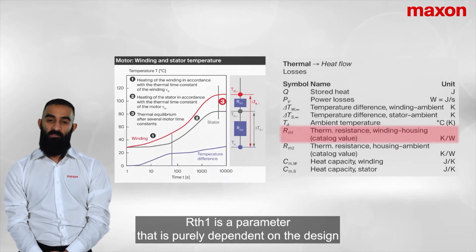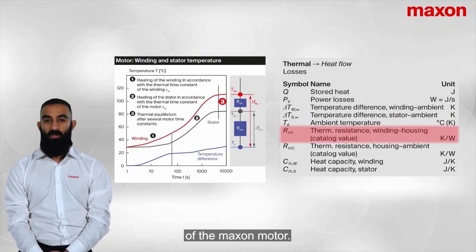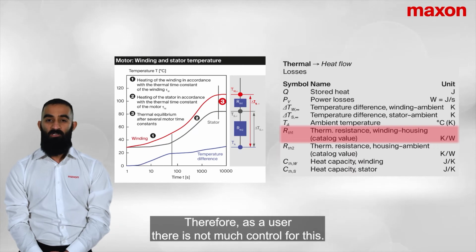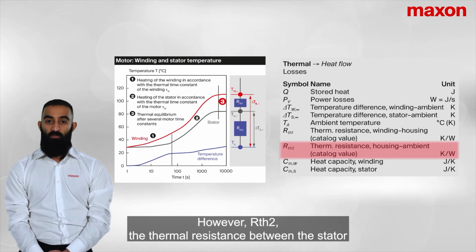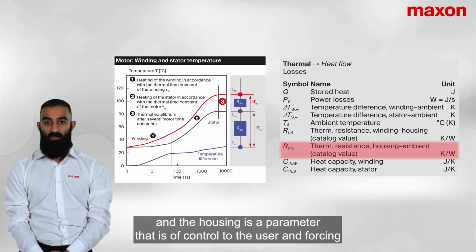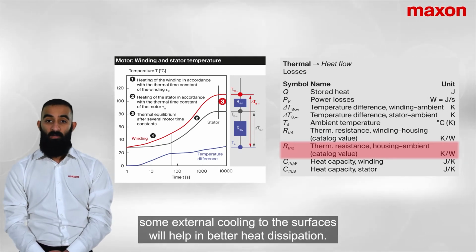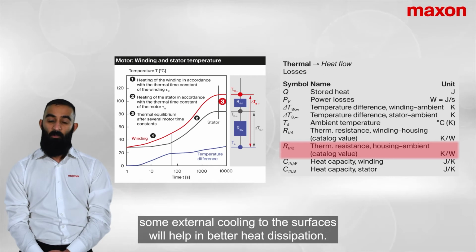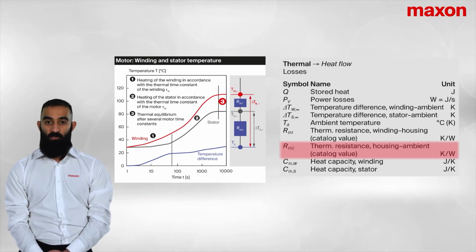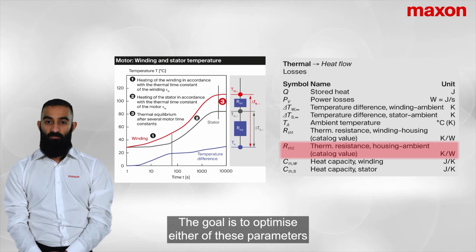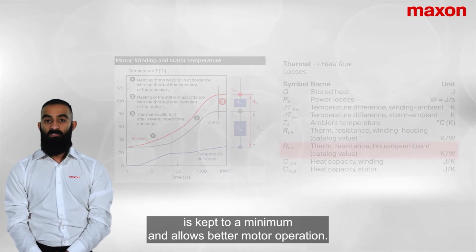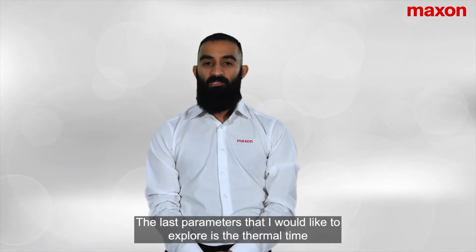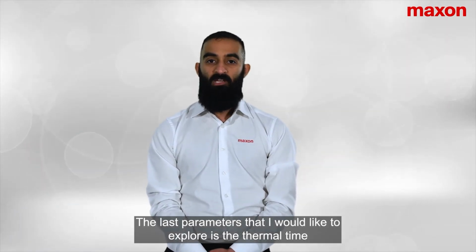RTH1 is a parameter that is purely dependent on the design of the Maxon motor. Therefore, as a user, there is not much control over this. However, RTH2, the thermal resistance between the stator and the ambient, is a parameter that is under the control of the user. Enforcing some external cooling to the surfaces will help in better heat dissipation. The goal is to optimize either of these parameters such that the winding temperature is kept to a minimum and allows better motor operation.